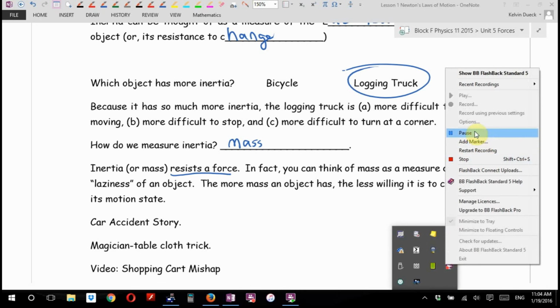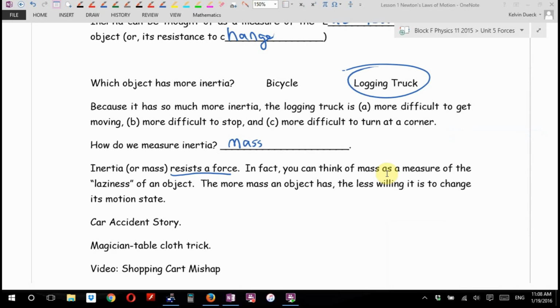I wrote down here, magician tablecloth trick. I just showed you how it's done. It also works with tablecloths. You put your phone away, Eric. Thank you. Car accident story.